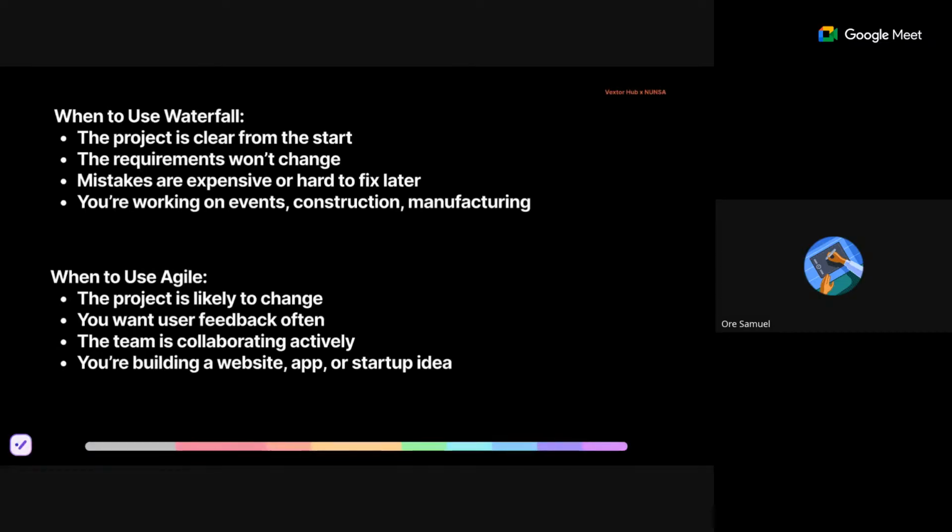So when do you now use agile? Agile is used when the project is likely to change, right? When you want user feedback, and when the team is collaborating actively, right? So for example, when you're building a website or an app, please give me a minute.